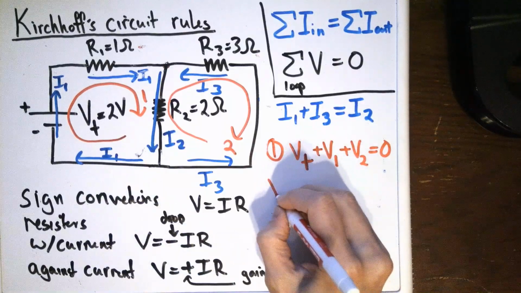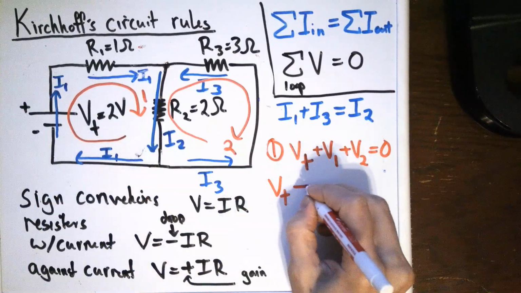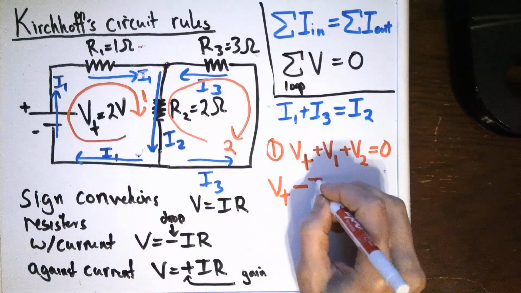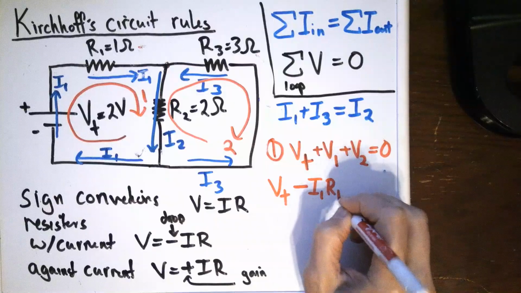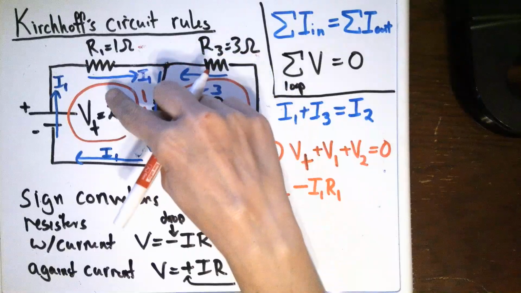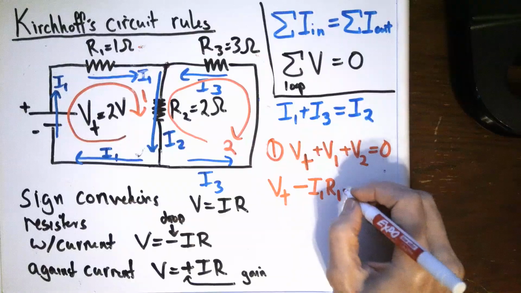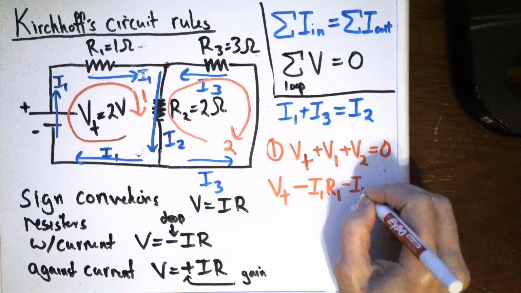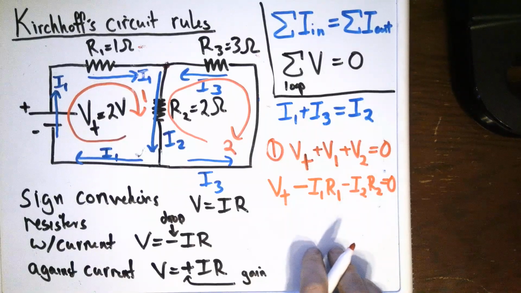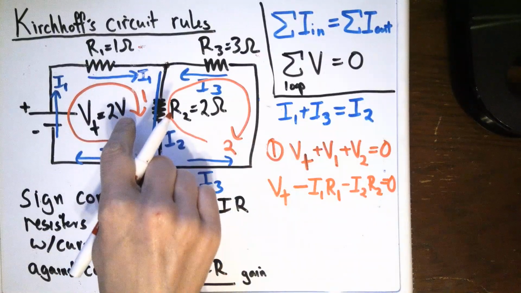So filling in what I know, I have the voltage T, the terminal voltage of the battery, minus, because I'm going with the current on resistor 1, I1 times R1. That's the voltage drop across this resistor. Then here, as I come down on this side of the loop, I'm going across resistor 2 with current 2, and I'm traveling in the direction, so that is another voltage drop. So minus I2 R2, that equals 0. So that is my loop equation for this first loop.